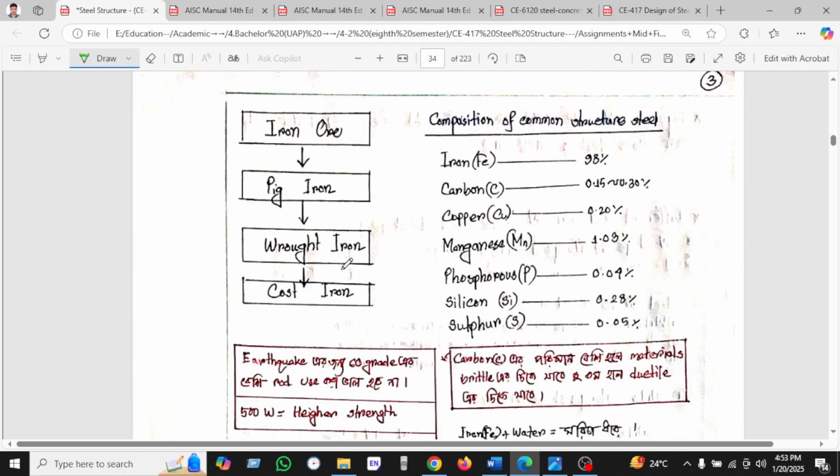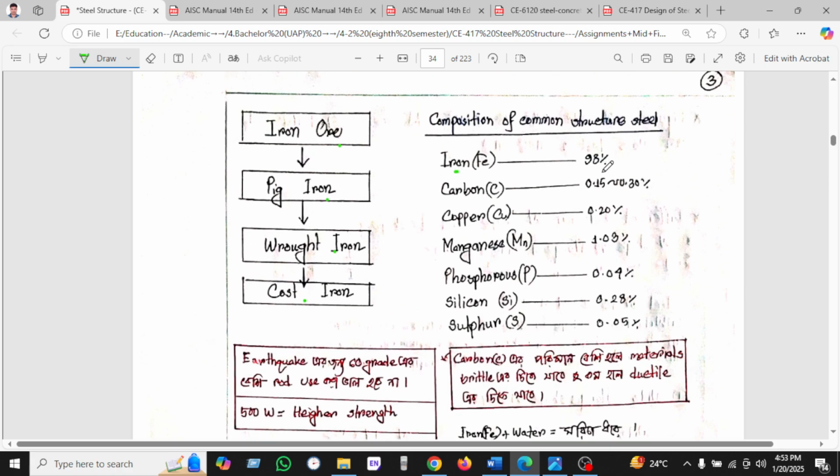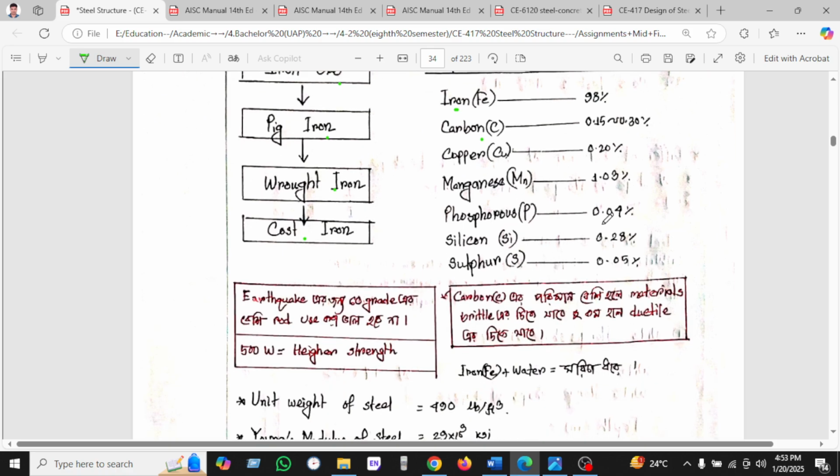We can see how cast iron comes about. We know the iron ore, then pig iron, then wrought iron, then cast iron. So there is some composition of steel. Iron is 98%, carbon is 0.15 to 0.30, copper is 0.20, manganese is 1.03, phosphorus 0.04%, silicon 0.28%, and sulfur 0.05%.